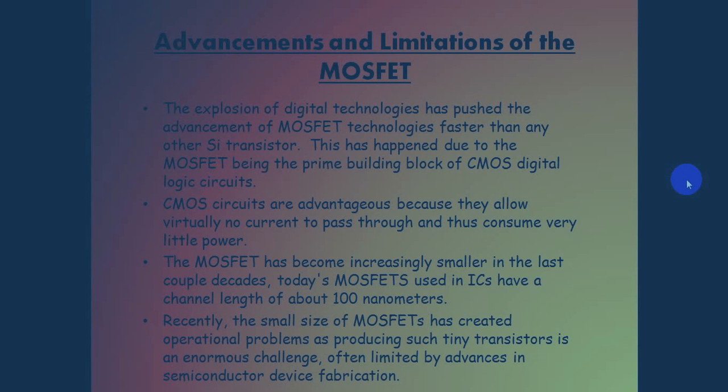When considering today's generation, integrated circuits are used which contain millions of transistors in a relatively small space. The MOSFET has become increasingly smaller. Obviously, it has a very small size. In the last couple of decades, we have seen that today's MOSFETs use ICs that have a channel length of only about 100 nanometers as compared to the previous ones.